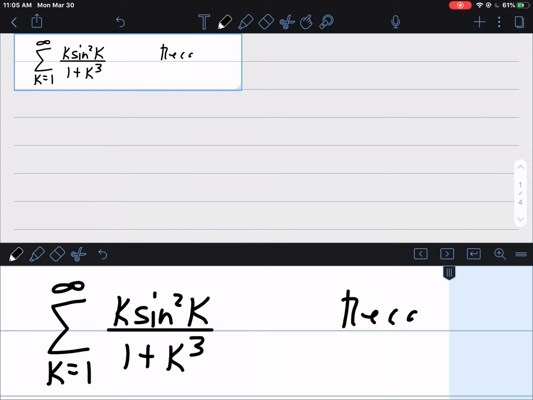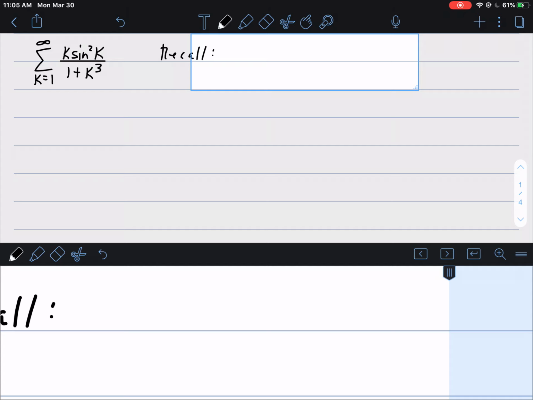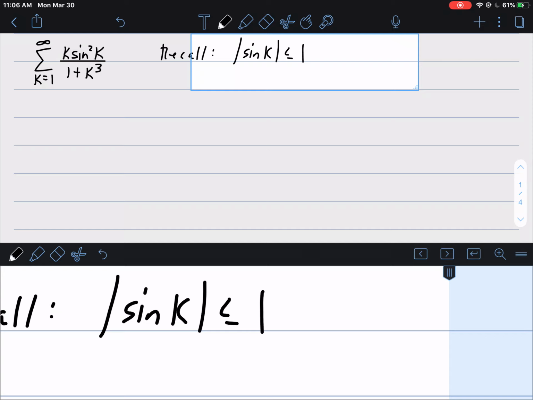Recall, dangerous word. What do you know about the values of your sine function? I know that the values of sine always fall between -1 and 1. That's the range of the sine function. So in other words, the absolute value of the sine of k is always less than or equal to 1. Sine is always between -1 and 1.